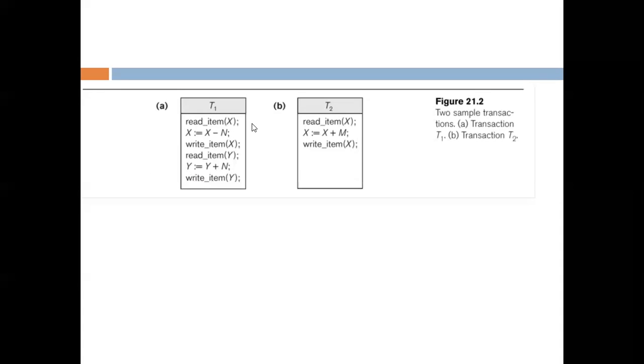These are the read and write operations that can be done in an amount transfer. On the other side, T2 is another transaction where we are just reading, increasing by M and writing it back. This can be a person depositing an amount in his own account. In that case there is no debiting, only crediting happens. Only one account is involved in the transaction, and that transaction can be divided into these steps.